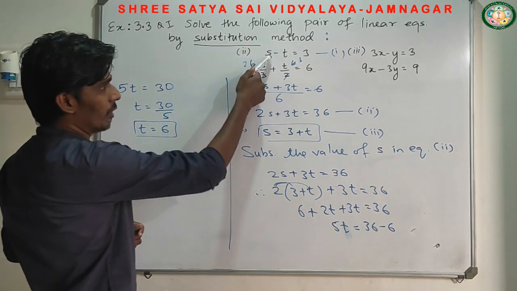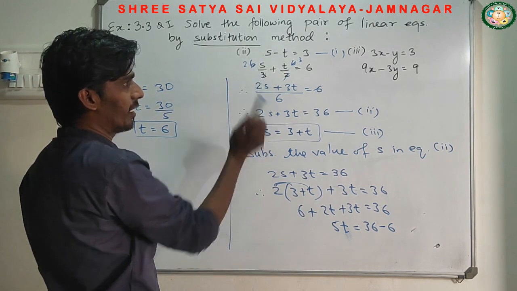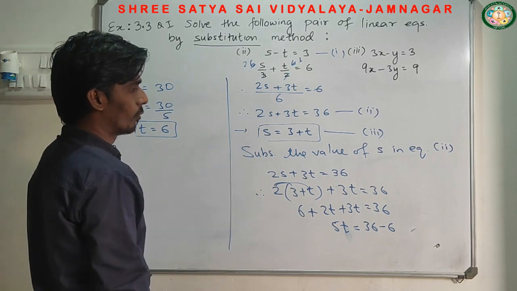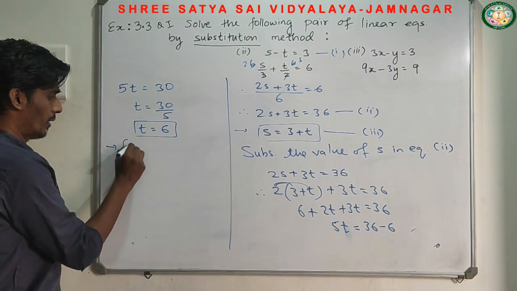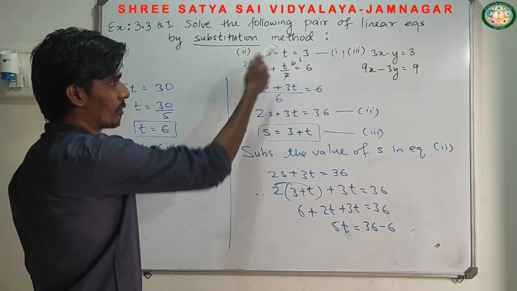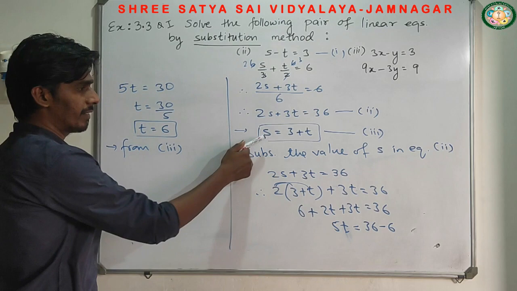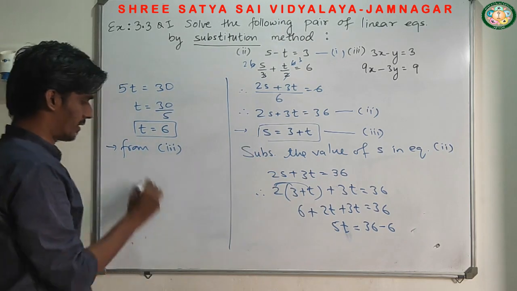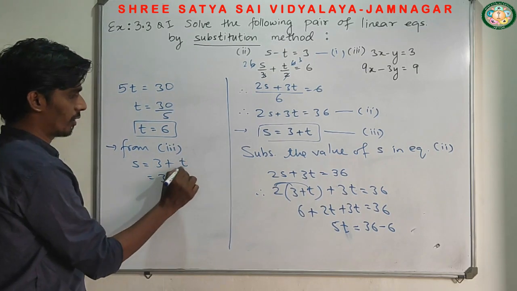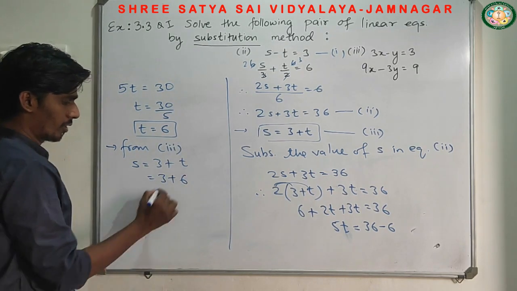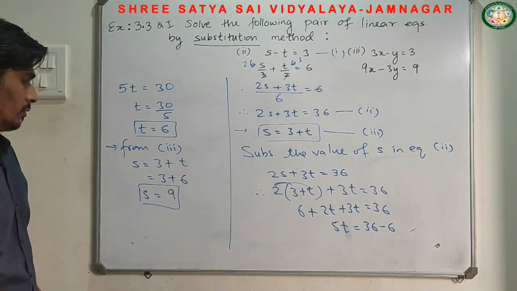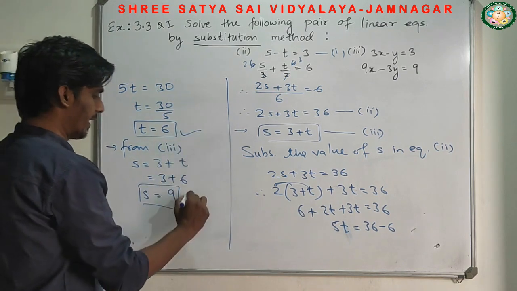Now to find the value of the other variable, replace it in any of equation 1, 2 or 3. I think it is better to use the third one. From equation 3, you can use any equation. The first one is also simple, but I am going to use this one. Directly I will get the value of s. s equals 3 plus t. 3 plus, what is the value of t? It's 6. So this is 9. So I got both the values, t and s.